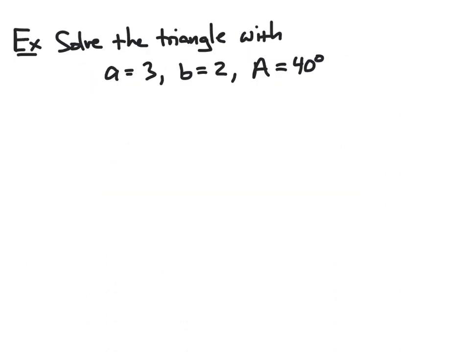So let's take a look at an example using the law of sines. Let's suppose we want to solve the triangle with side length a equal to 3, side length b equal to 2, and angle A equal to 40 degrees.